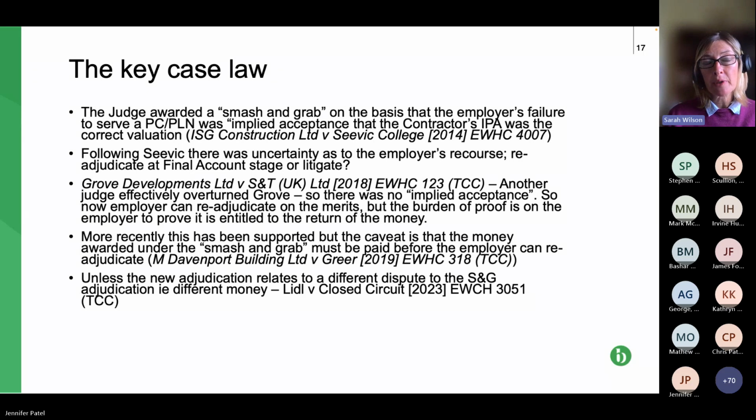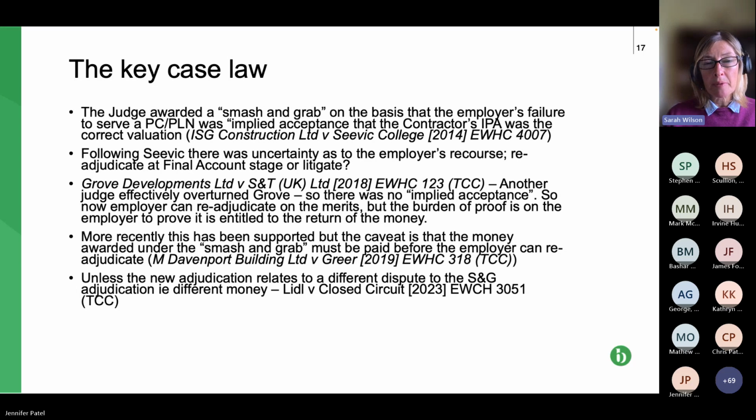The third bullet point deals with the Grove Developments case, which overturned the earlier ISG case, and said, actually, there's no implied acceptance. This is just what the Housing Grants Act requires. It's false to say that because I've forgotten to serve a notice, by implication I accept that I've got to pay the contractor or the subcontractor what they've applied for. So it sort of amounts to the same thing.